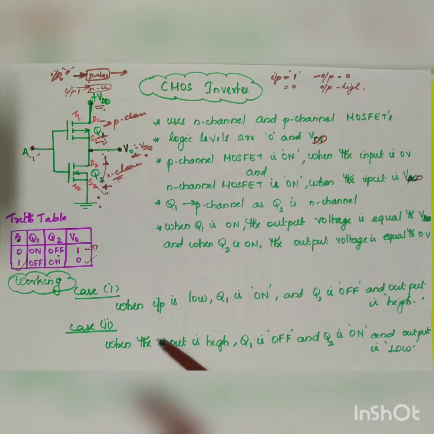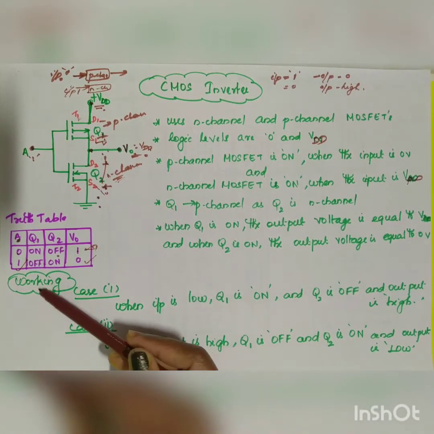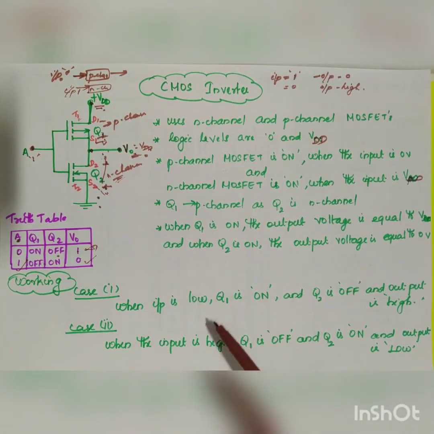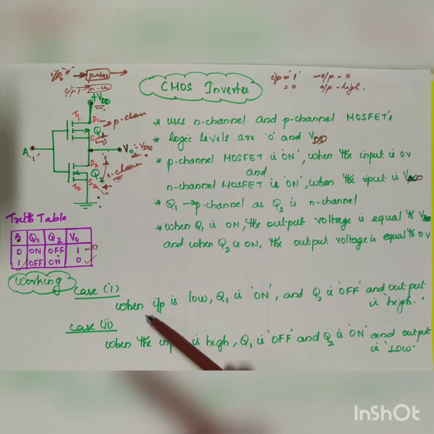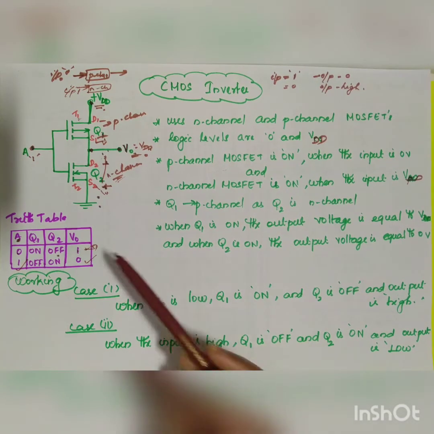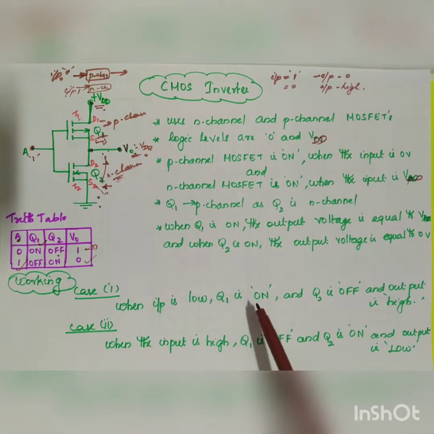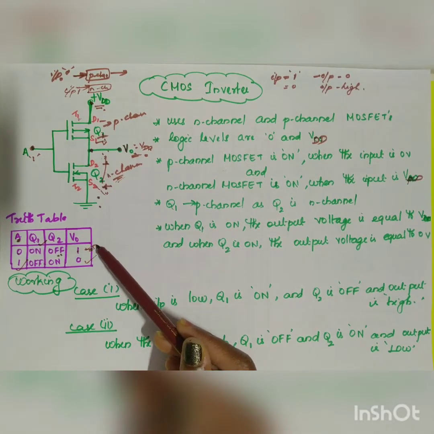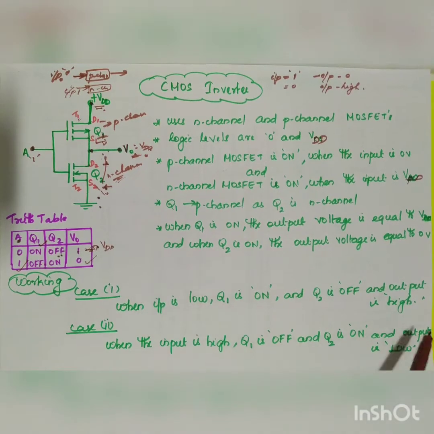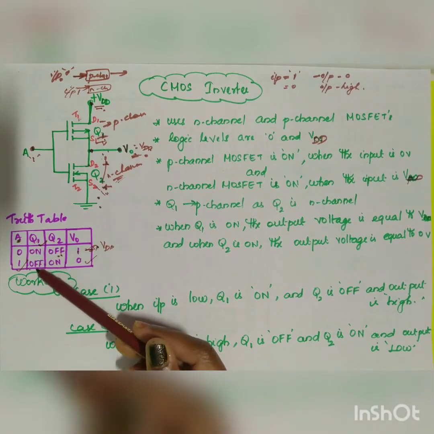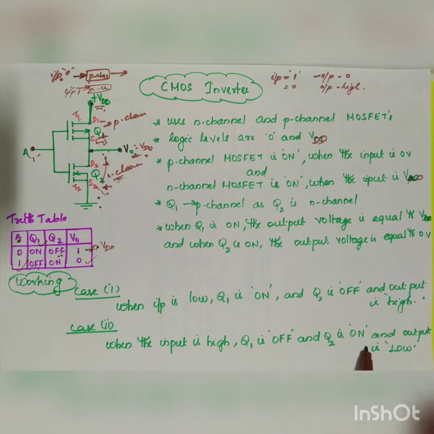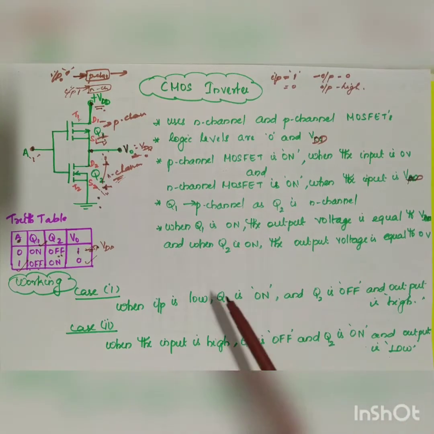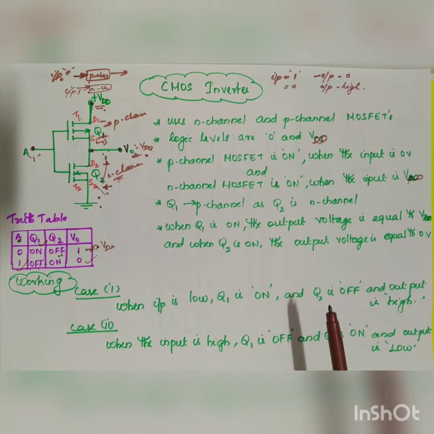So case 1, case 2, we can write the operation or your working principle in two cases. What is your case 1? When the input is low, which transistor is on? Q1 is on and Q2 is off, and the output is equal to high, or it is equal to VDD. Okay, it is equal to high. Case 2, when the input is high, your Q1 is off, your Q2 is on, and your output is low. Okay, so this is your working principle of your CMOS inverter.